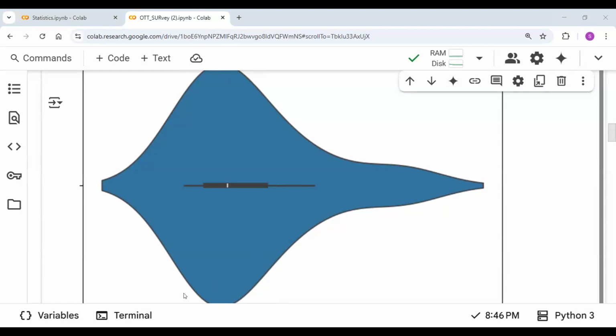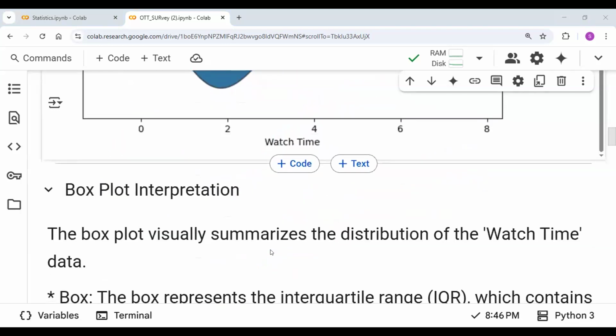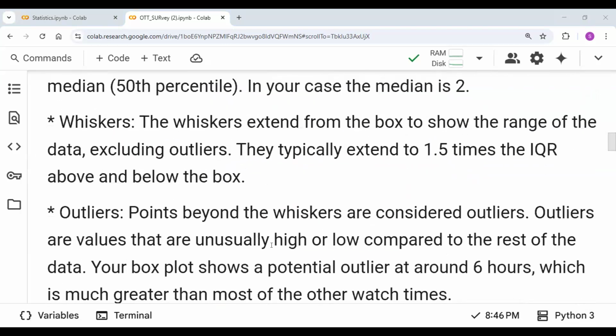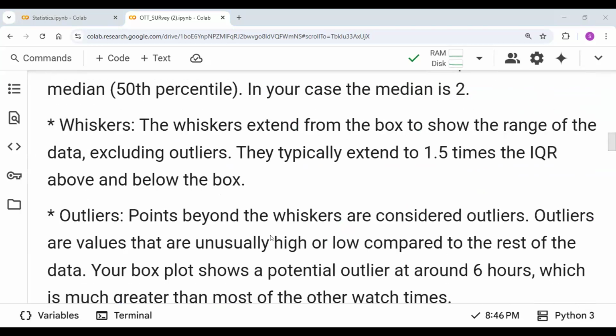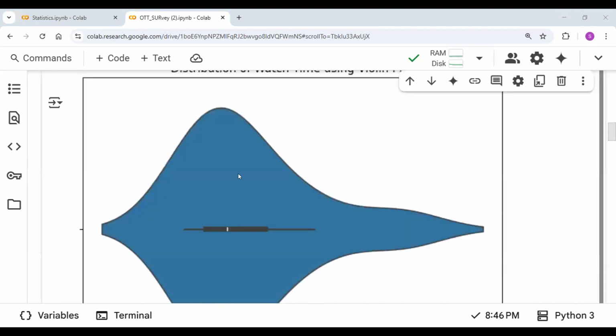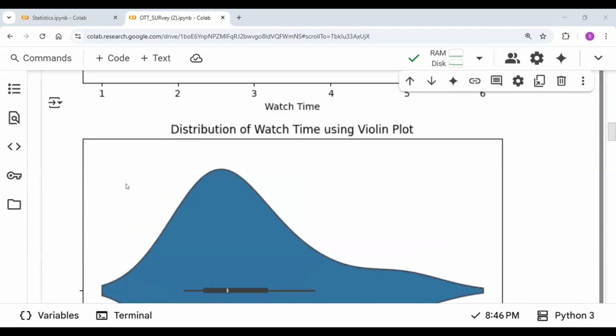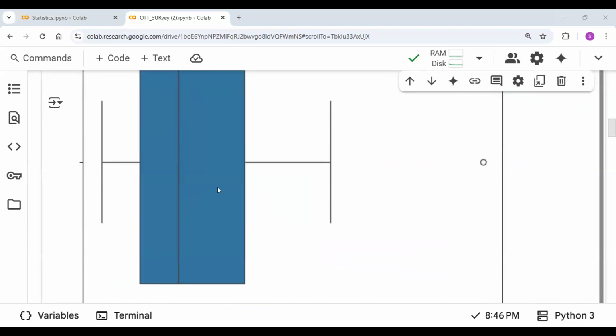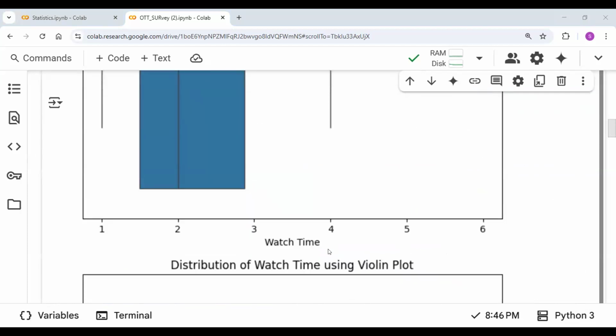So based on the median value, you know the 50th percentile of data. This represents the 50th percentile of your data here, the middle 50% of your data. This is the IQR range, and this gives you the overall range.